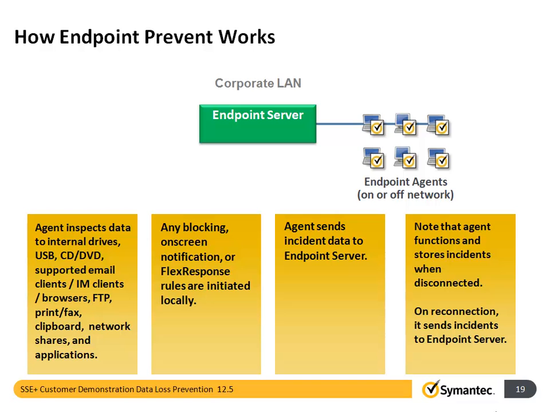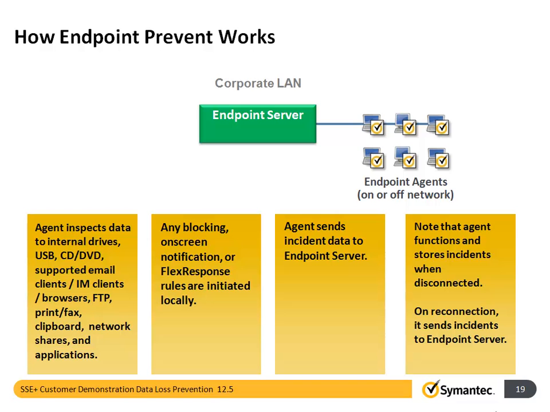So you can see here a quick description of how Endpoint Prevent works. The agent inspects data to all these various vectors, all these endpoint user activities, in other words. Any blocking, on-screen notification, or flex response rules are initiated locally, and what we saw was the on-screen notification, that on-screen pop-up that the endpoint agent is delivering. Flex response is an API that allows you to create responses tailored to your organization. Then once the incident is detected, the agent sends incident data to the endpoint server, where it shows up in the Enforce platform for remediation.